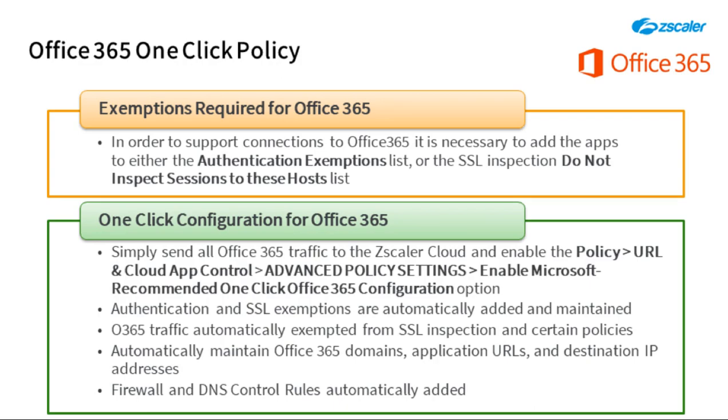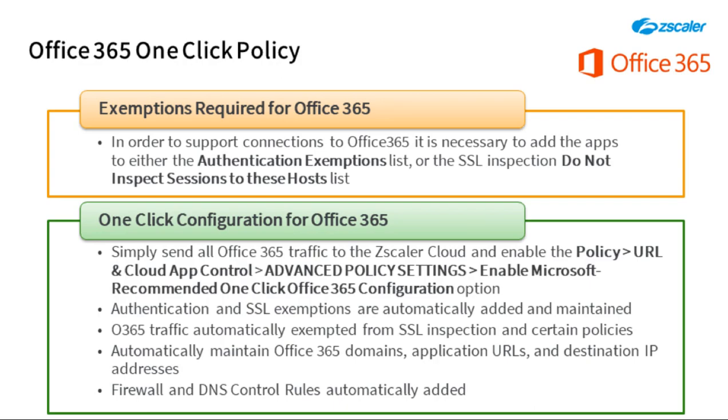Zscaler monitors the Office 365 destination IP addresses and URLs, fingerprints the apps, and adjusts the configurations accordingly, so you won't have to worry about any URL changes in the Office 365 applications. We also automatically add and manage a firewall rule and a DNS control rule for the Office 365 applications. We automatically apply a DNS override for Office 365 traffic received on transparent proxy connections, meaning in tunnels, to ensure that the user is redirected to the closest Microsoft instance.